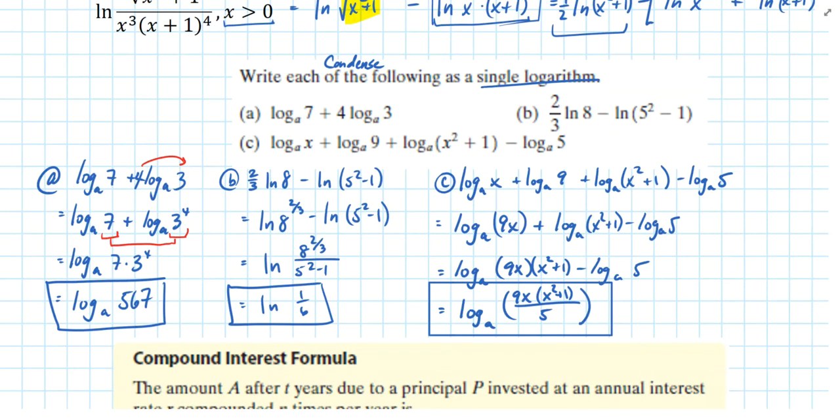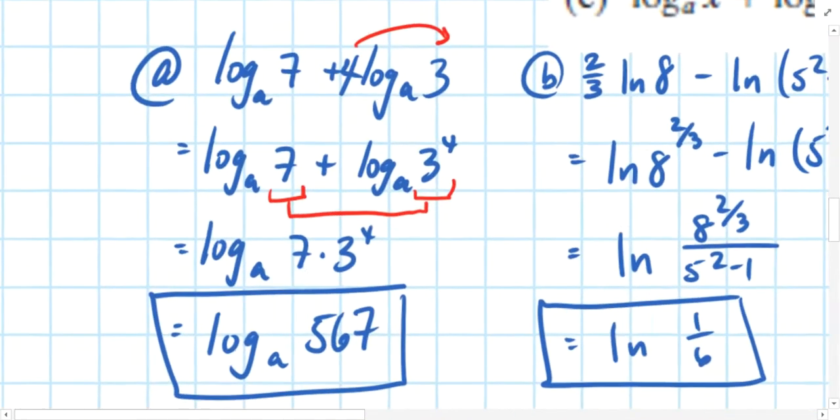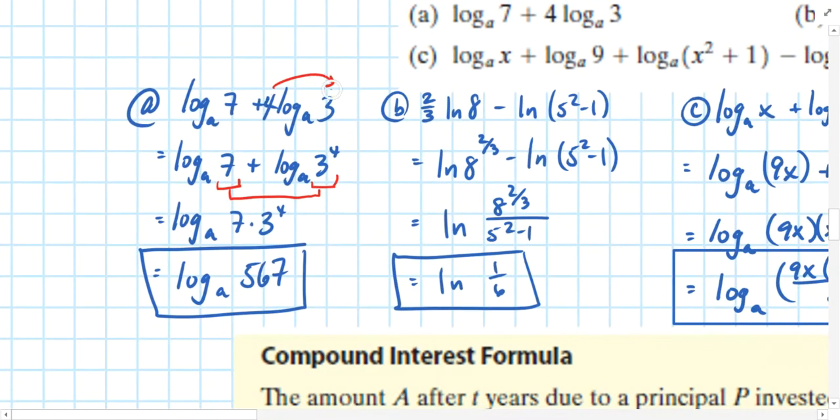In each of these cases, we were able to condense the group of logarithms down to a single logarithm. In part A, I used the power rule first to bring this coefficient back inside of the logarithm to a power. And then I noticed that there was a sum of two logarithms that had the same base. This rule only works if the logarithms have the same base. And I recognized that this argument 7 could multiply by this argument 3 to the 4th power. And as it turns out, 7 times 3 to the 4th power is 567. So this original problem is really the same as logarithm base A of 567.